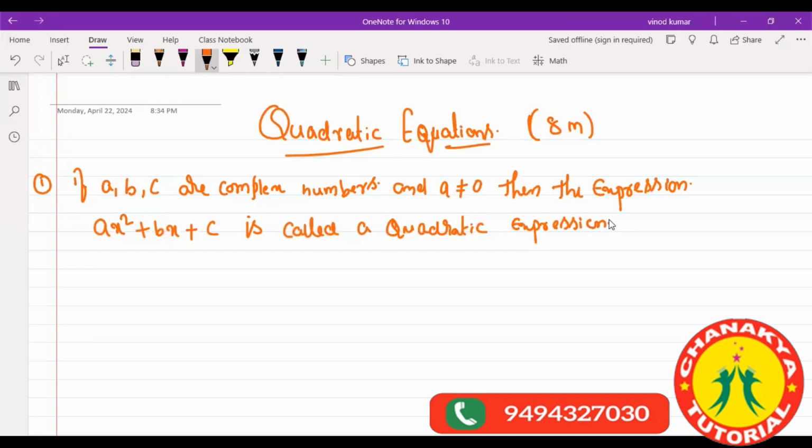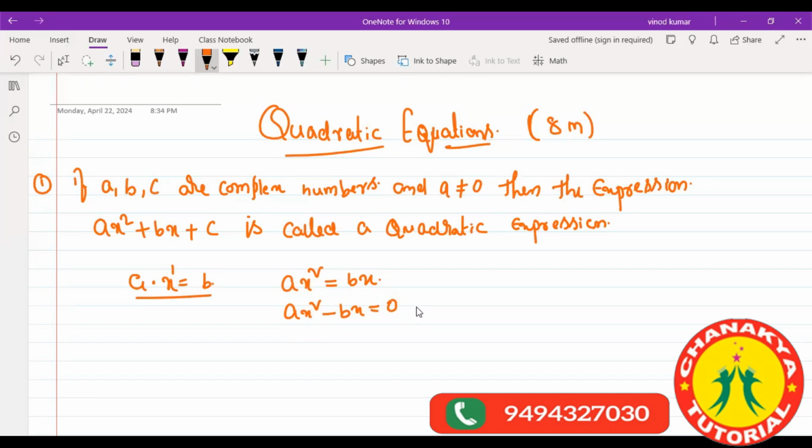A polynomial having second order variable is nothing but a quadratic expression. Suppose ax equals b. In this equation the variable x has power 1, so it is a linear equation. Suppose ax square equals bx, which can be written as ax square minus bx equals 0. In this equation the variable involving the highest degree is 2, so it is a quadratic equation.